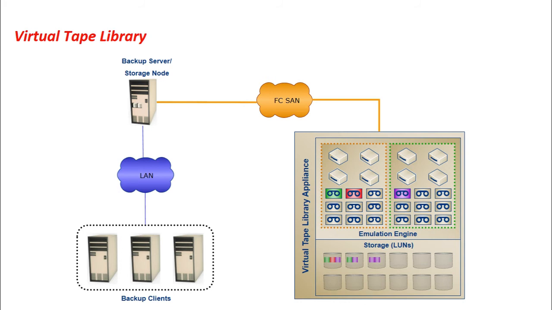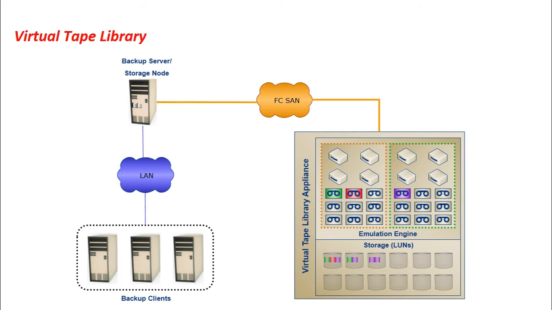Compared to the backup to a disk devices, a virtual tape library offers easy installation and administration because it is pre-configured by the manufacturer. However, a tape library is generally used only for the backup purposes. In backup to disk environment, the disk systems are used for both production and backup data. So that is our virtual tape library.